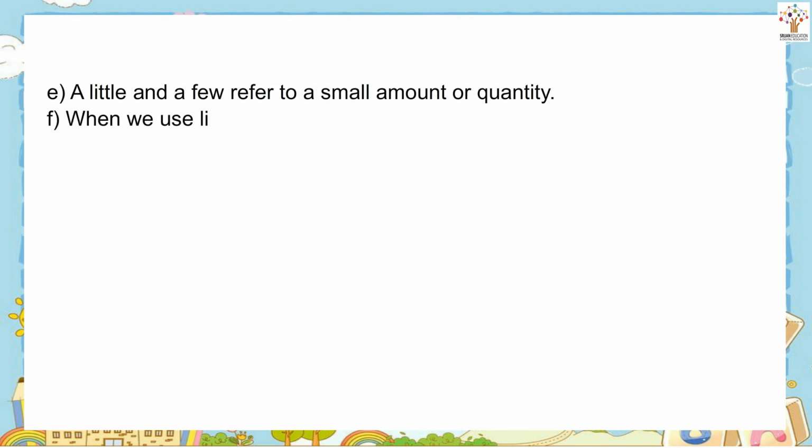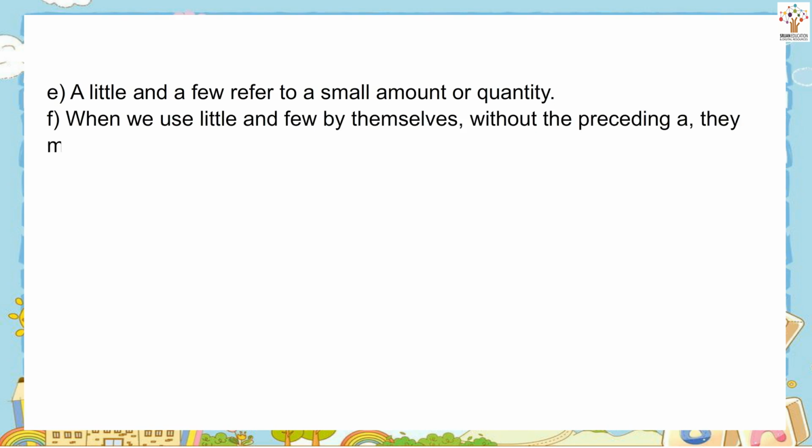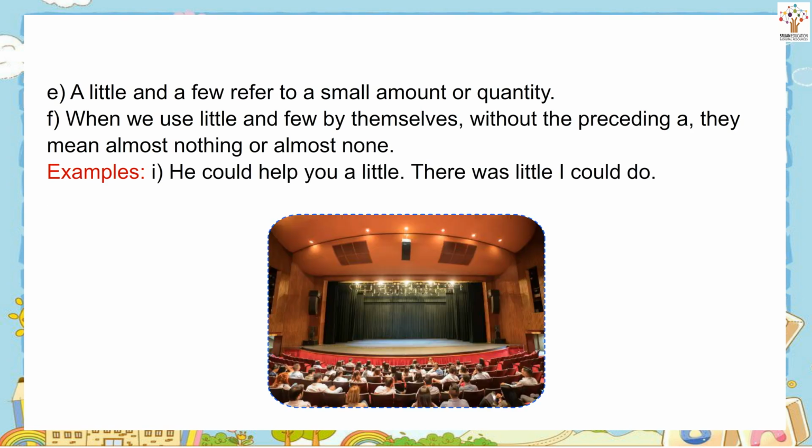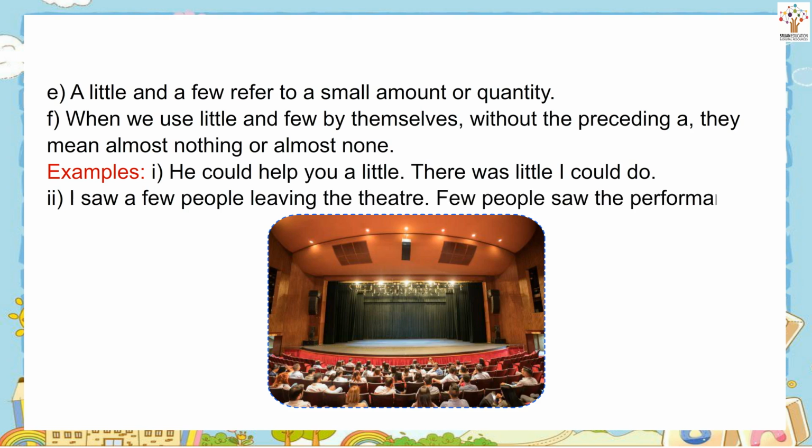A little and a few refer to a small amount or quantity. When we use little and few by themselves without the preceding a, they mean almost nothing or almost none. Examples: he could help you a little. There was little I could do. I saw a few people leaving the theatre. Few people saw the performance.